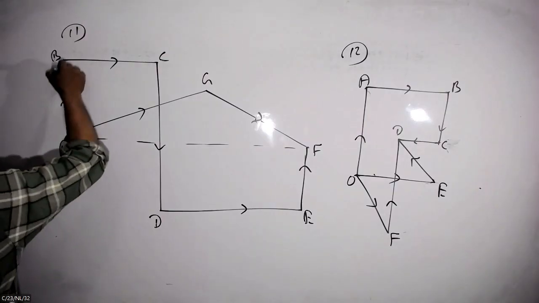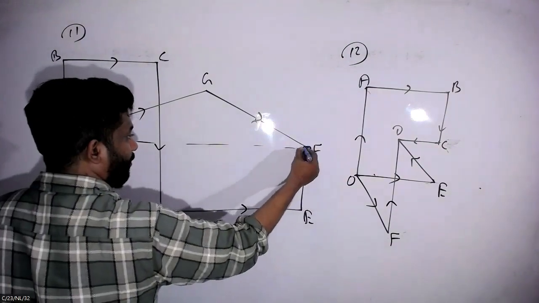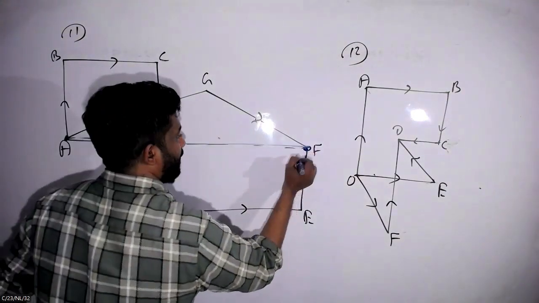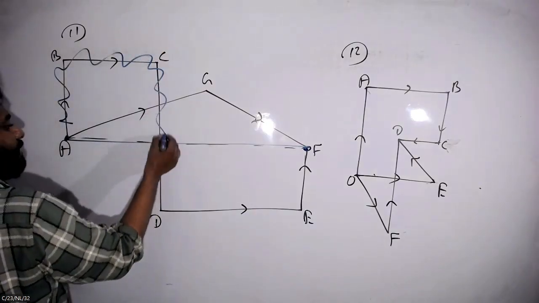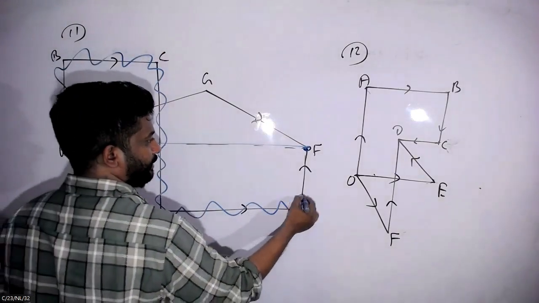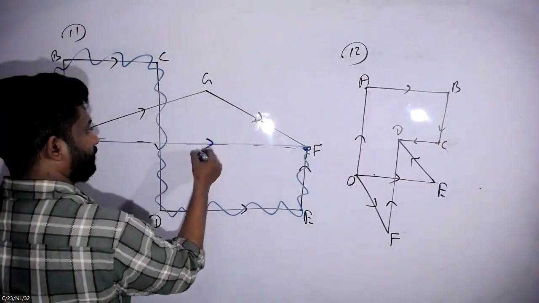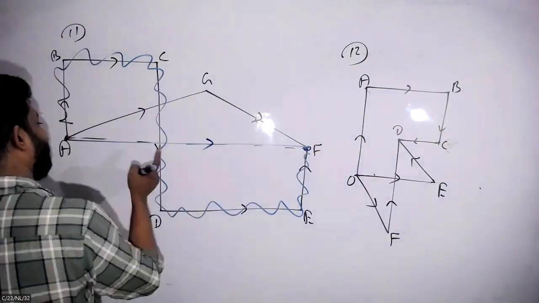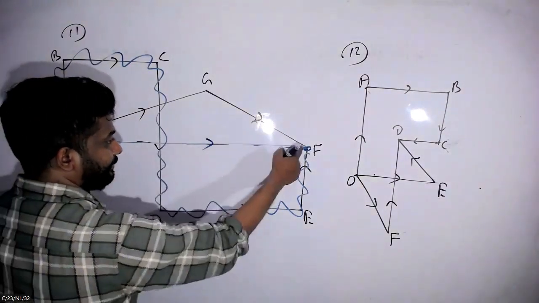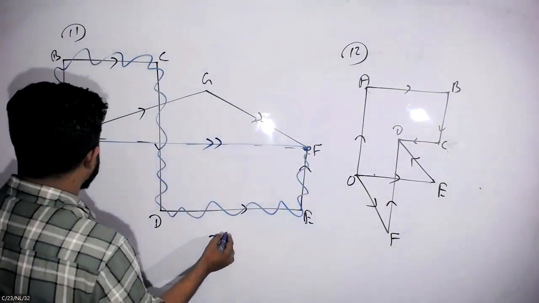This one is the starting point. This one is the absolute terminal point. Then the resultant is AF. For this set, children, you can get the resultant AF. This one is the closing side now. Then again AG plus GF. Again the resultant is AF. Therefore the answer is 2AF.